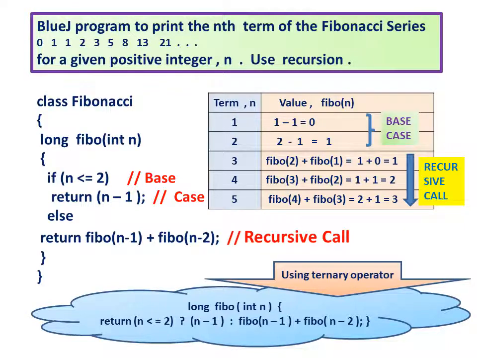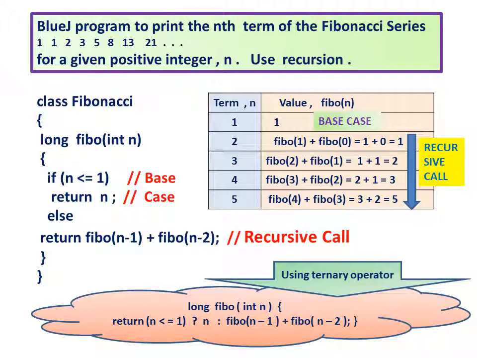BlueJ program to print the nth term of the Fibonacci series 1, 1, 2, 3, 5, 8, 13, 21, etc. for a given positive integer n. Use recursion. Here the base case is if n <= 1, return n. The recursive call is return Fibo(n - 1) + Fibo(n - 2).